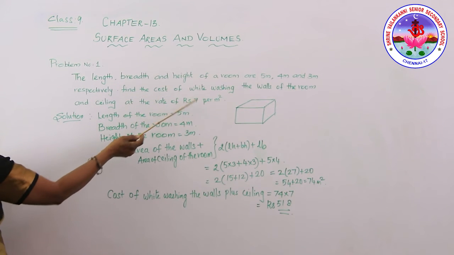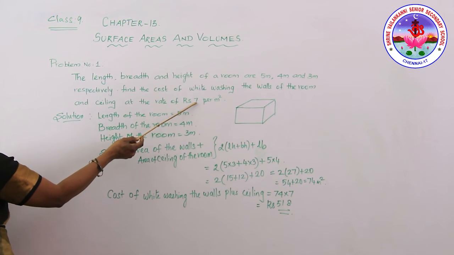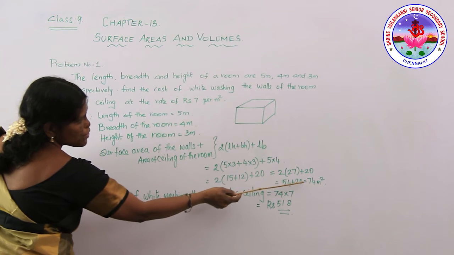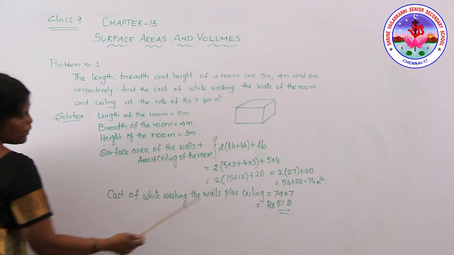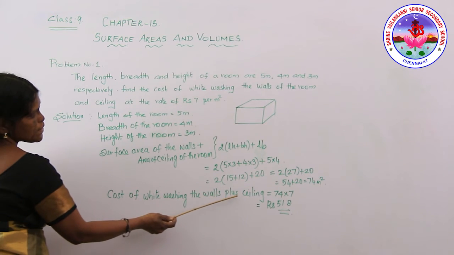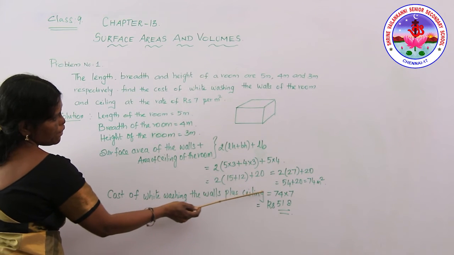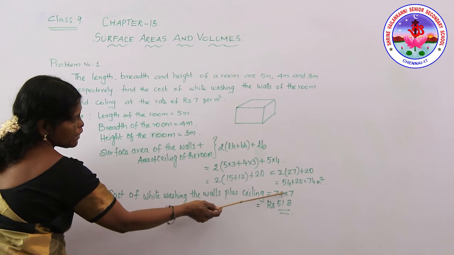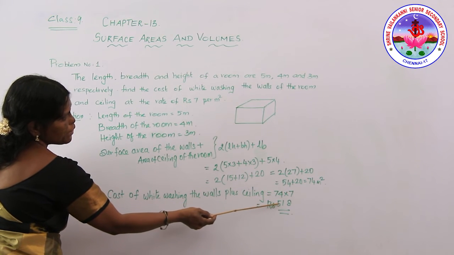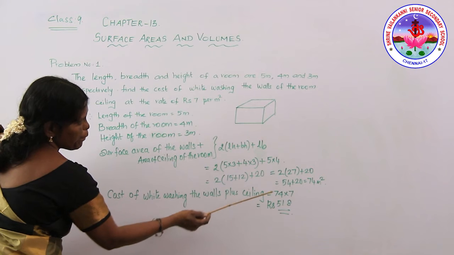So we know that the cost per meter square is 7 rupees. So we need to find the cost of 74 meter square. So the cost of whitewashing the walls, that is walls plus ceiling, will be equivalent to 74 into 7, which is equal to 518 rupees.